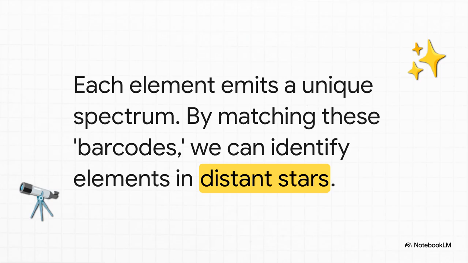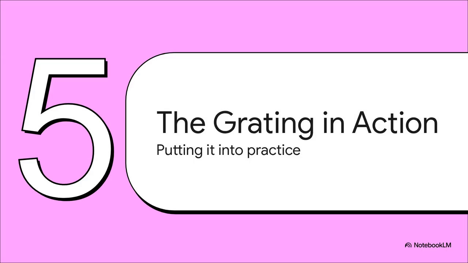So we can take the light from a distant star, pass it through a diffraction grating, measure the angles of the bright lines we see, and use our formula to find their exact wavelengths. Then we just match that barcode to the ones we've measured in labs here on Earth, and we can say with absolute certainty, yup, that star has hydrogen and helium in it, all from light years away. It's incredible.